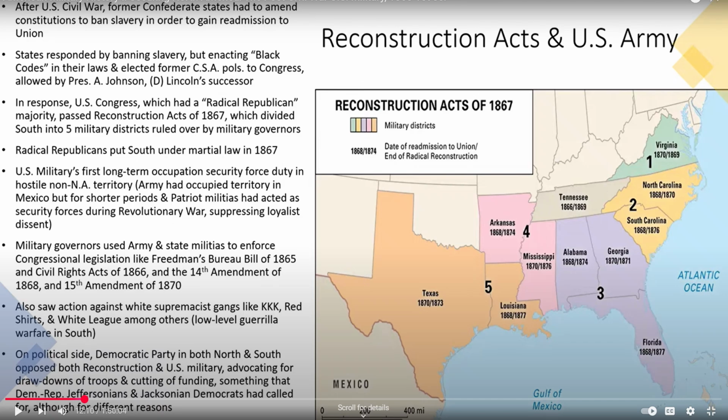And as I mentioned, as time goes on, the taste for Reconstruction in the North comes to an end. The Reconstruction work is expensive. There's a push to cut budgets after the Civil War. Those troops in the U.S. Army, they're needed elsewhere. They're needed out west to fight against Native Americans. They're needed in the North to deal with labor unrest. And of course, there's constitutional issues that come with occupying the United States, occupying U.S. territory.